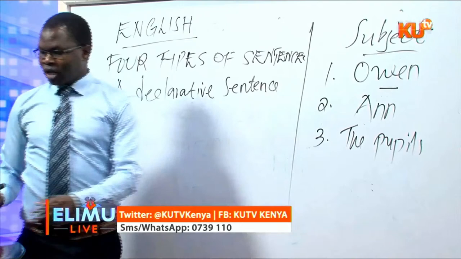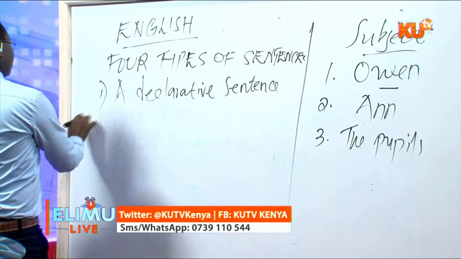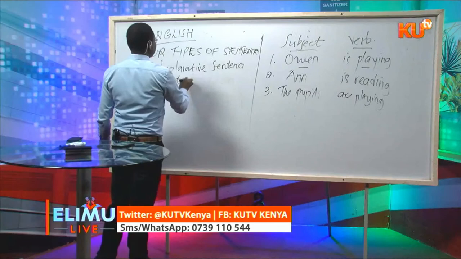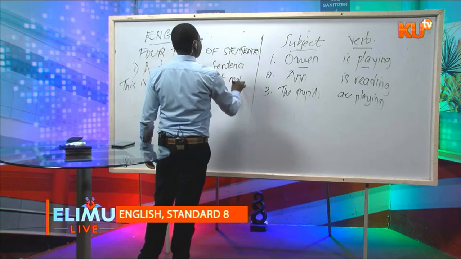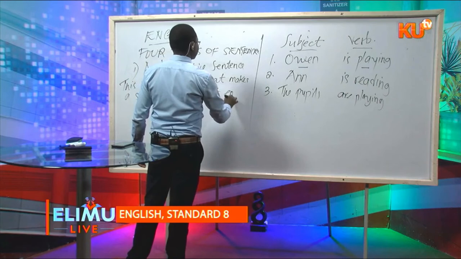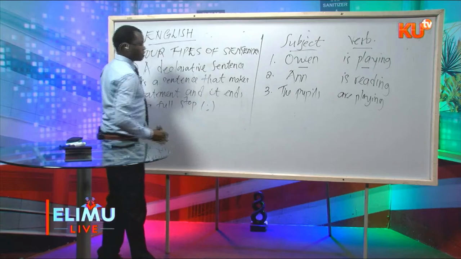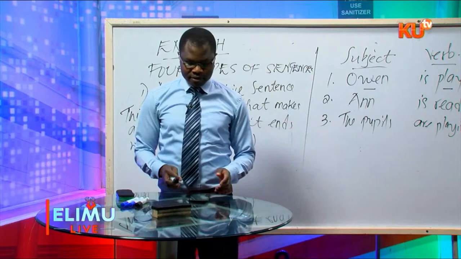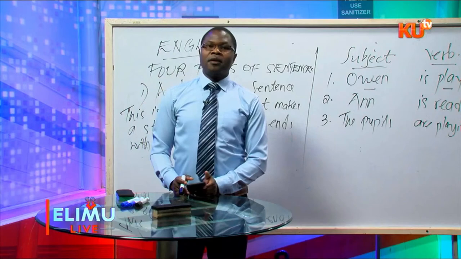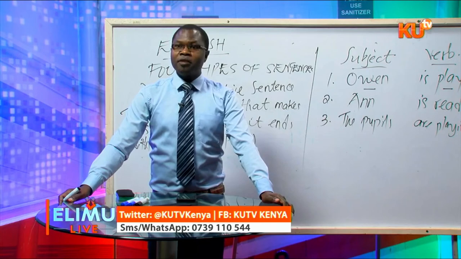A declarative sentence is a sentence that makes a statement and ends with a full stop. This is a sentence that makes a statement and it ends with a full stop. This is what we call a declarative sentence. It is a sentence that makes a basic statement and it ends with a full stop. So as we continue, there's a number there. You can be sending your questions. I'll be responding to them in due course. And then I'll be giving examples of what we call declarative sentences.